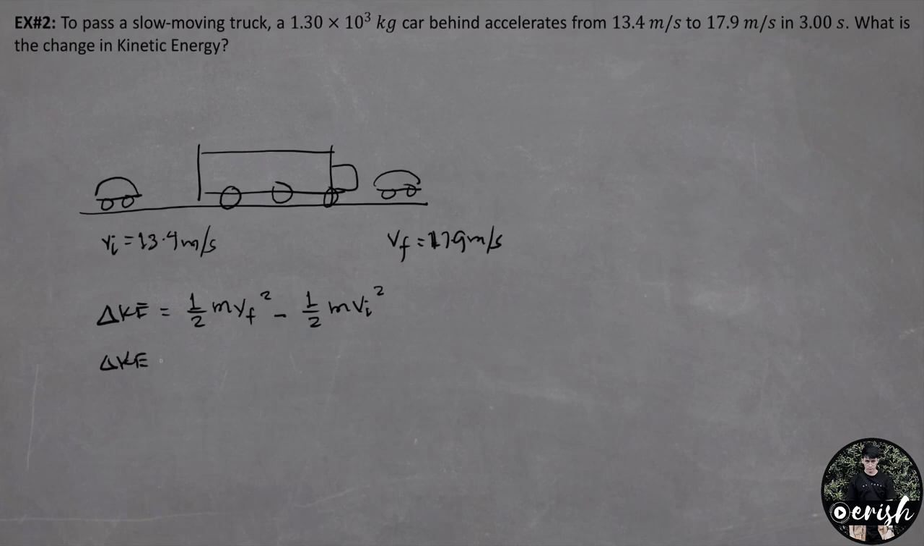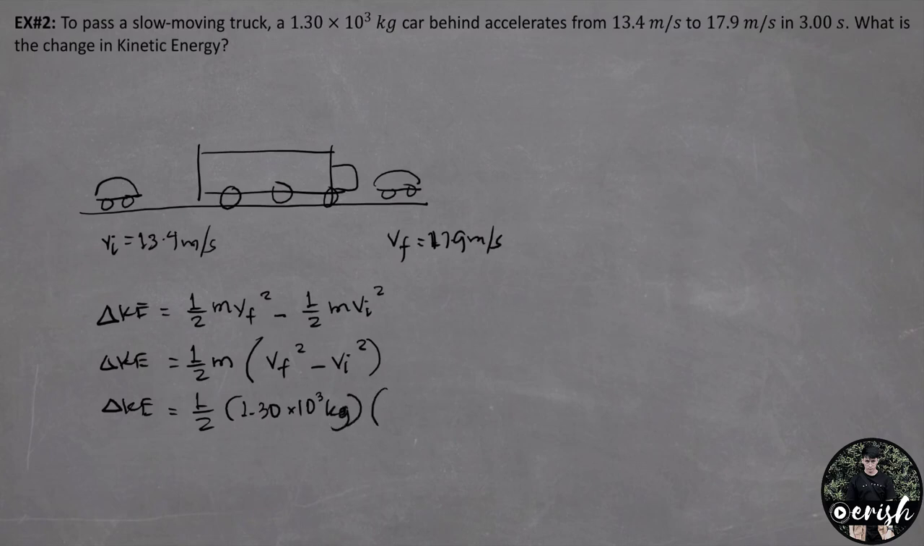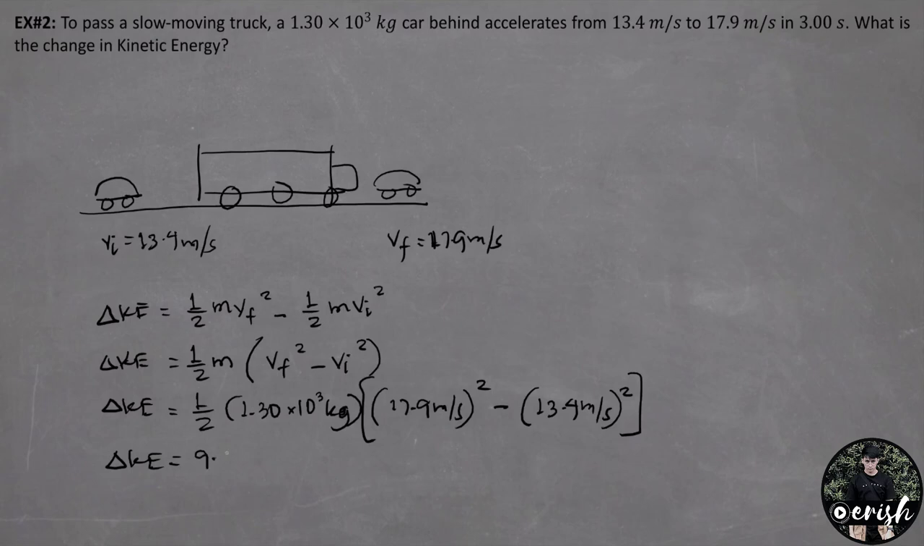Change in kinetic energy is equal to, since they have the same mass, we can factor out the mass and the 1 half times final velocity square minus initial velocity square. We substitute the values now. 1 half times the mass, we have 1.3 times 10 raised to 3 kilograms times final velocity is 17.9 meters per second quantity square minus 13.4 meters per second quantity square. By calculating, change in kinetic energy is equal to 9.16 times 10 raised to 4 joules.